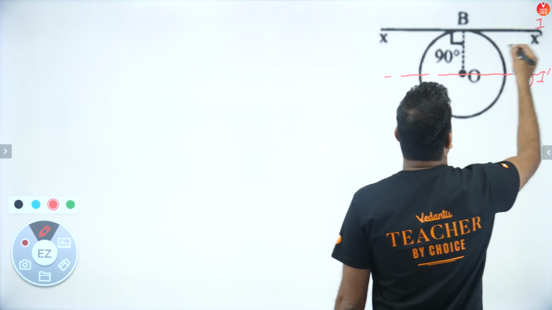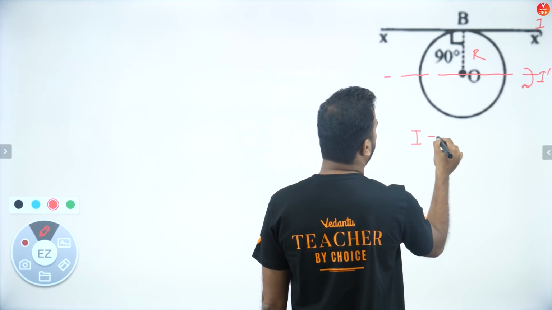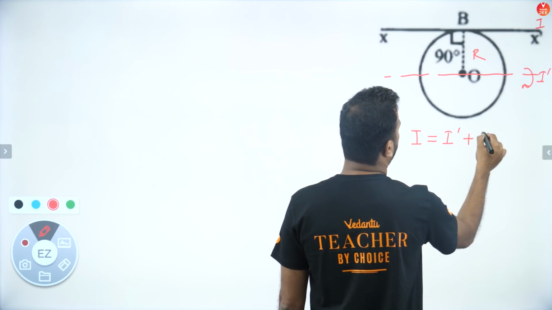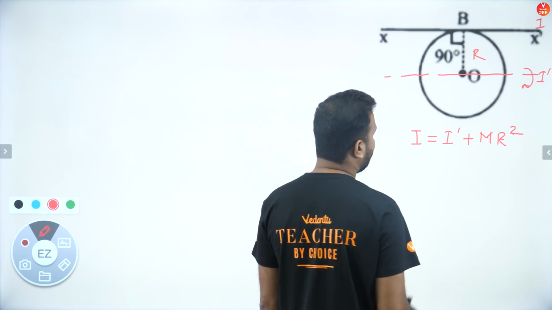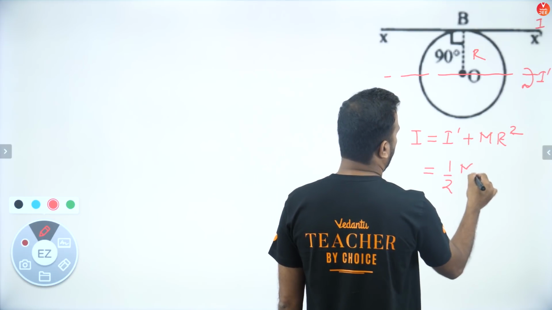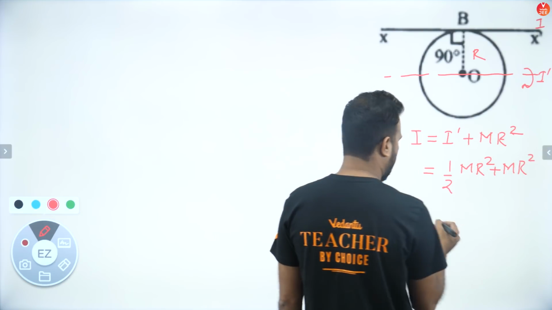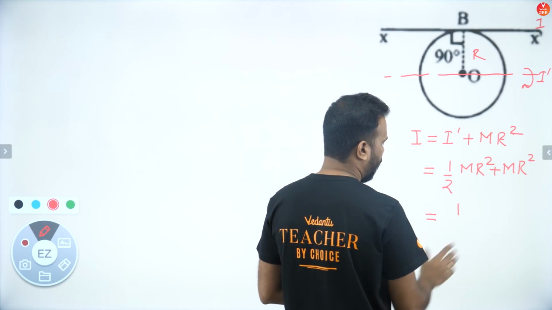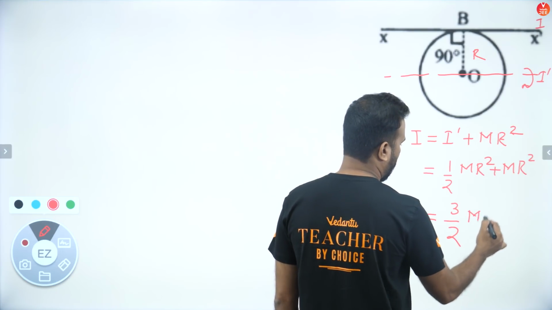Let's call this I, and this distance is R. We are clear that we are going to find the value of I, which is equal to I dash plus mR squared, because the value of d is R, and I dash value will be half mR squared plus mR squared. That means the value will be 3 by 2 mR squared. So this is what we are going to solve for.